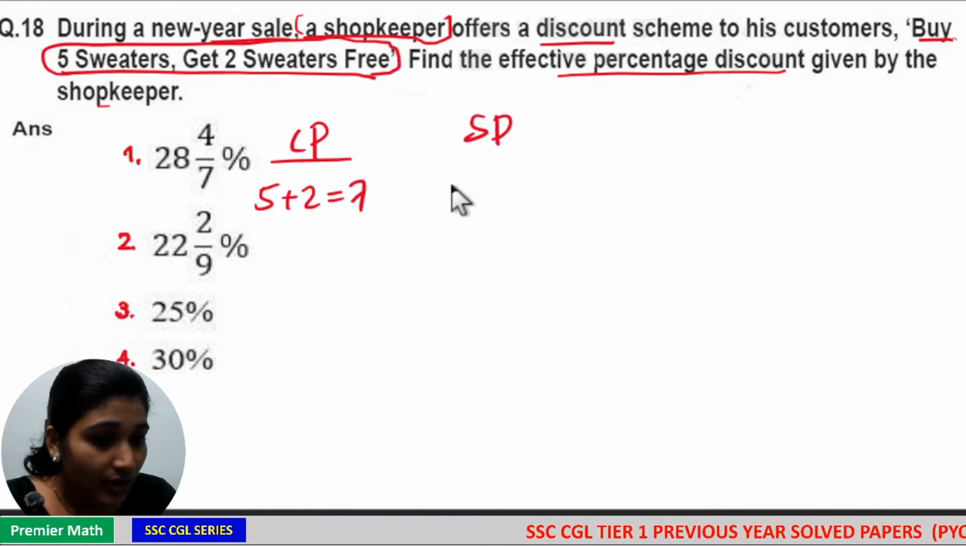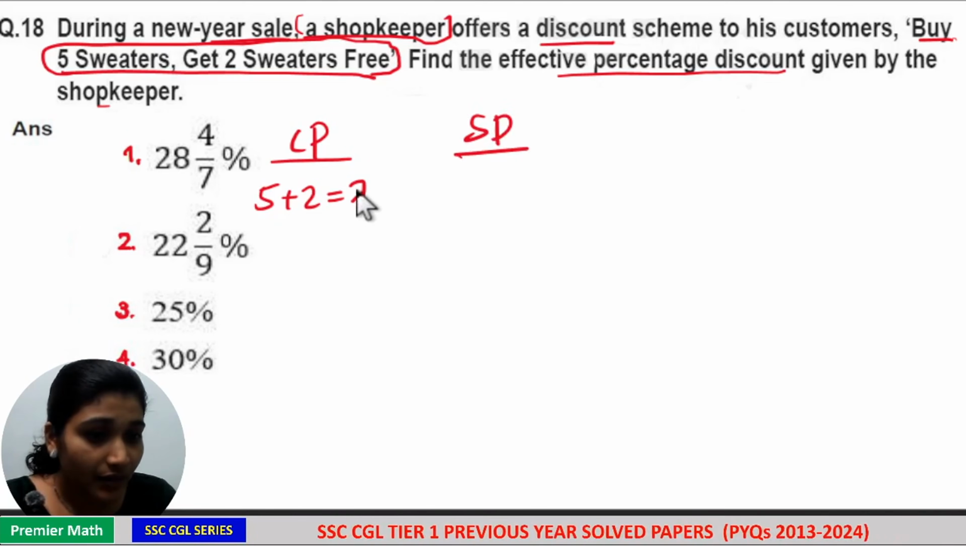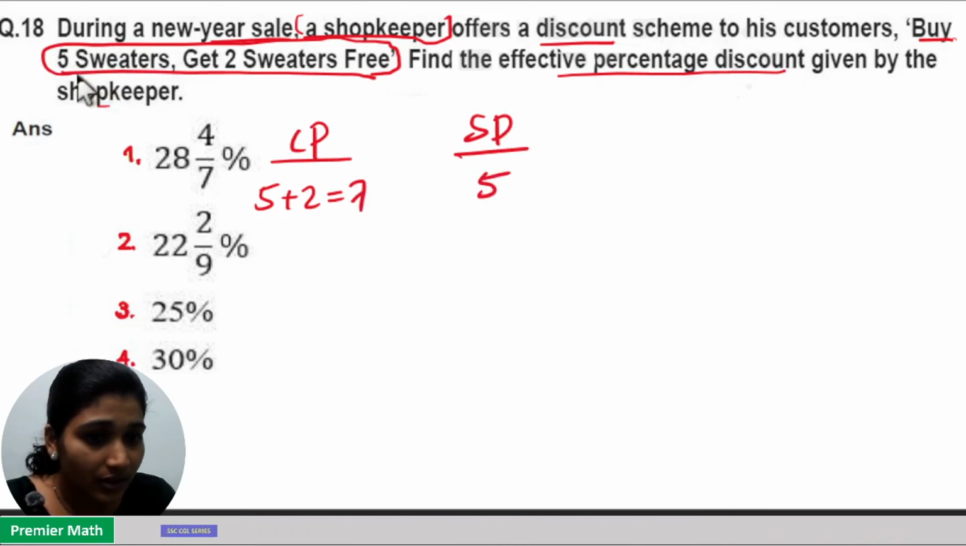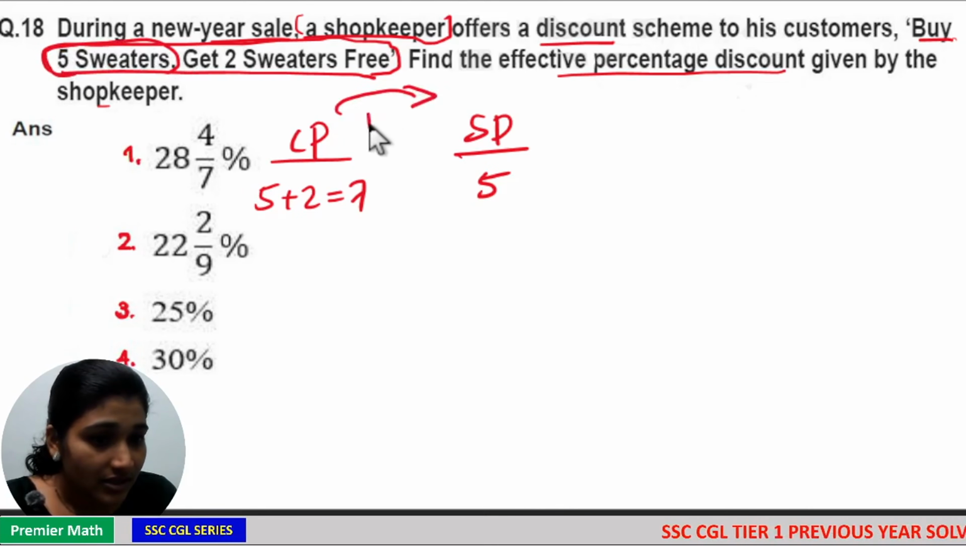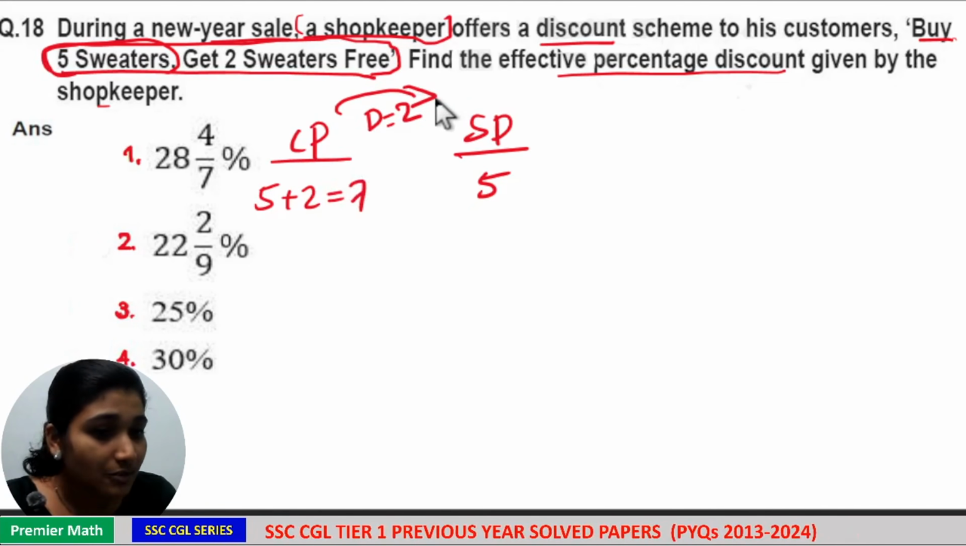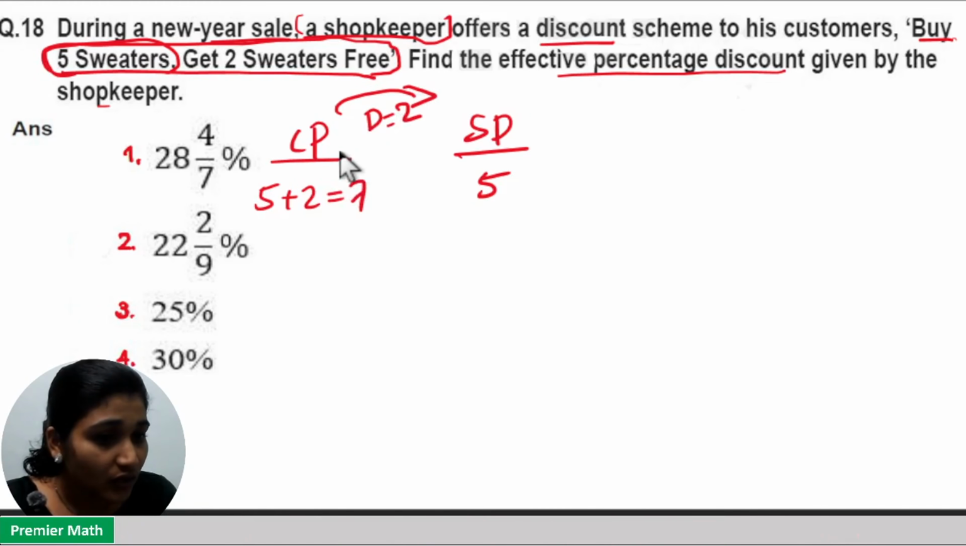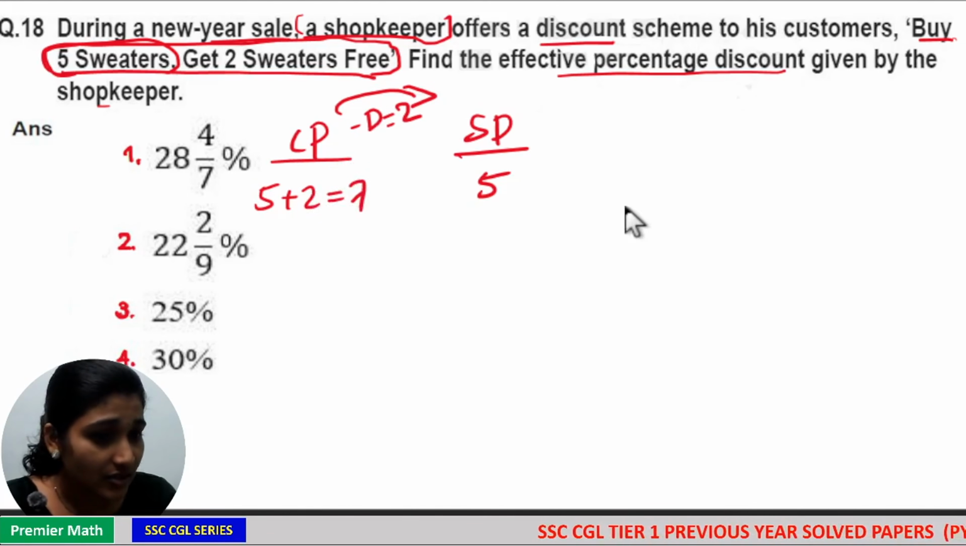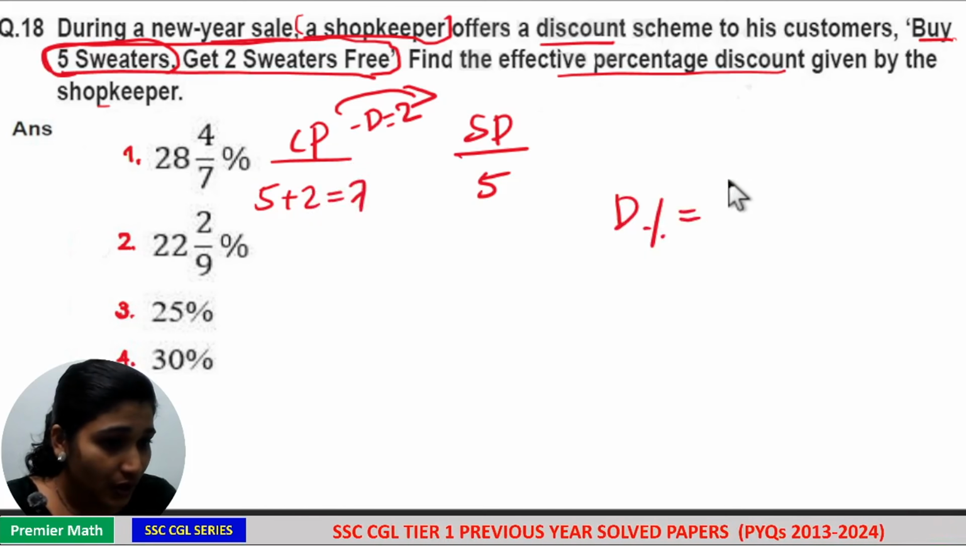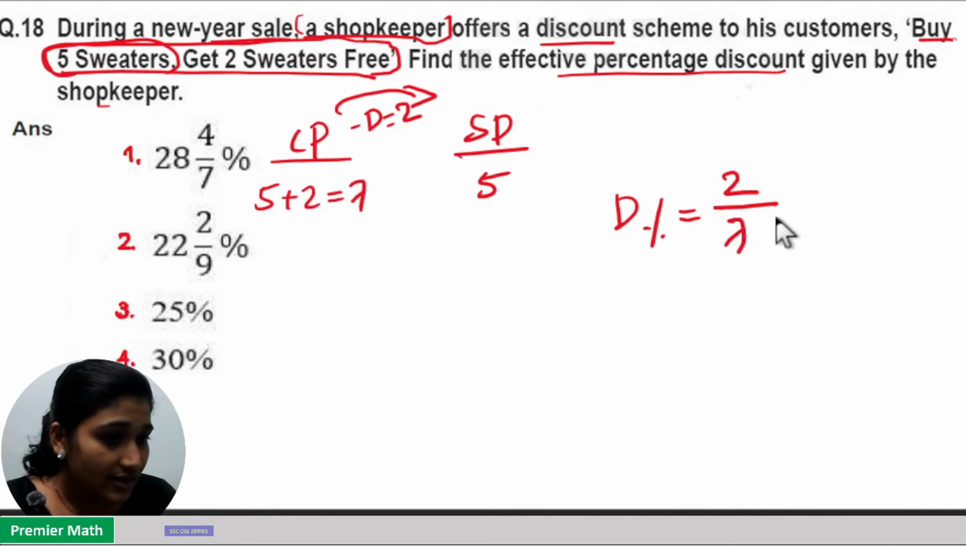But he is only getting the price for 5 sweaters from this customer, because the customer will only pay the price of 5 sweaters. That is, he is giving a discount of 2 sweaters upon this cost price. Here the marked price is not given, so the discount should be calculated upon the cost price. Here he is giving a discount of 2 shirts upon these 7 shirts. So the discount percentage is the price of 2 shirts upon the price of 7 shirts.